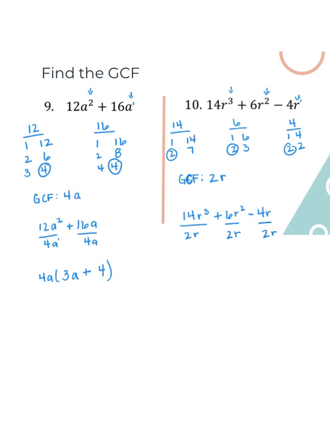Okay, so I'm going to start by putting my 2R out front. Start my parentheses. 14 divided by 2 is 7. And R to the third divided by R to the first is R to the second. And then I have plus next, so I'm going to say plus 6 divided by 2 is 3. And R to the second divided by R to the first is just R to the first, or just R. And then I have minus next, so I'm going to stick in my minus. And 4 divided by 2 is 2. And then R divided by R, there's nothing left. Those are going to cancel each other out. So we're just going to close that.